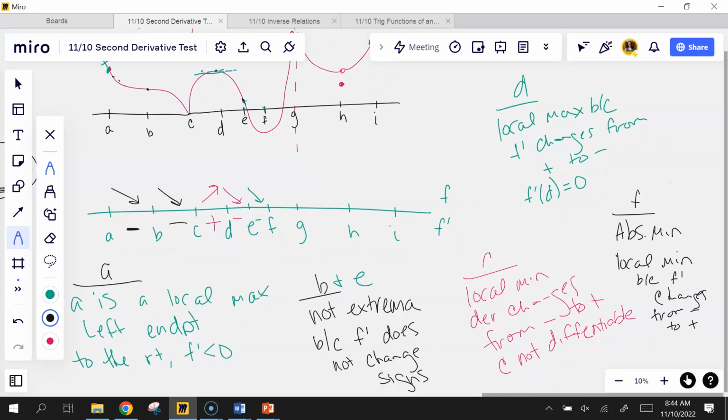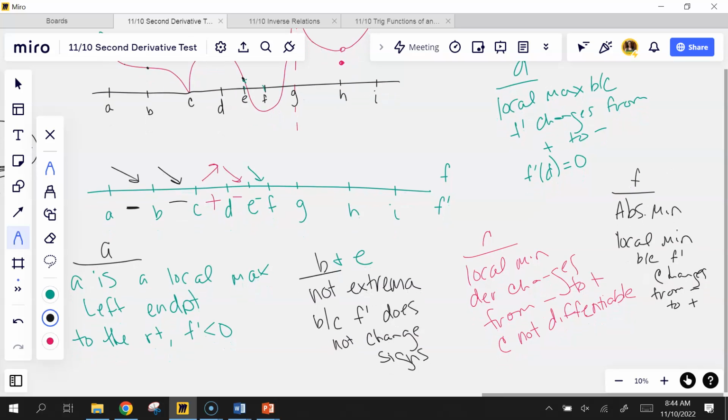Anything else about F? Horizontal tangent is a 0. That's exactly right. The derivative at F would be 0. Horizontal tangent there.